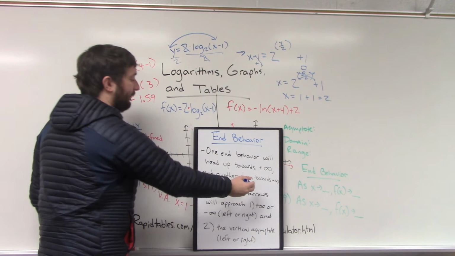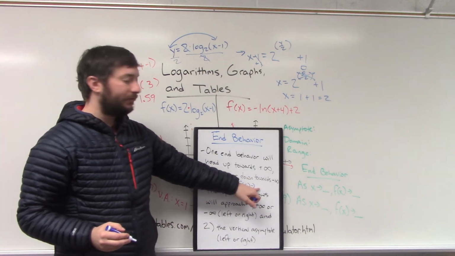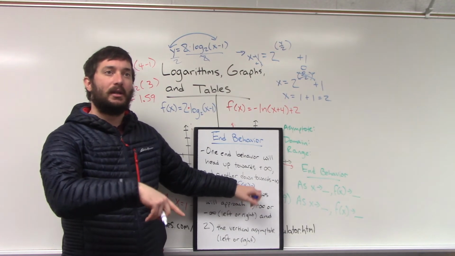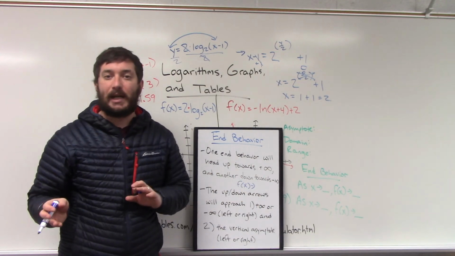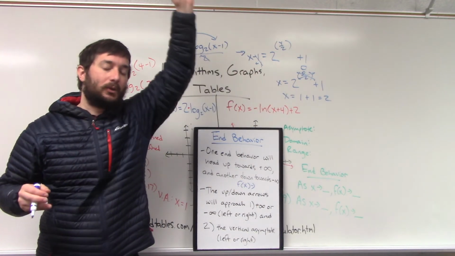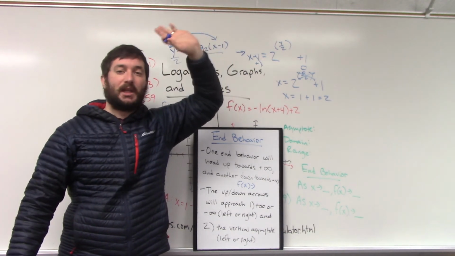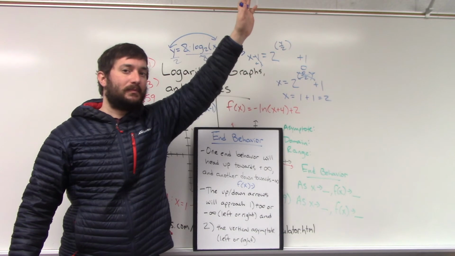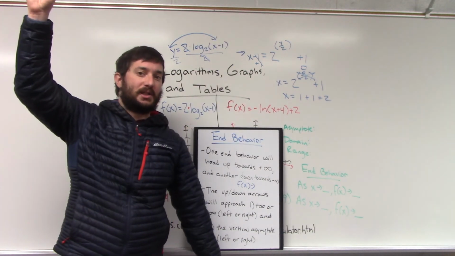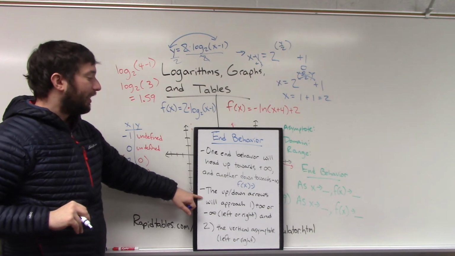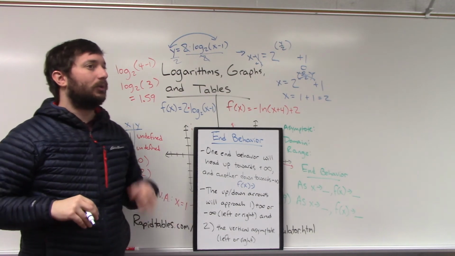Okay. f of x will approach both positive infinity and negative infinity, but they won't approach it at the same time, right? One arrow will point up, the other arrow will point down. The question is, which one? Is it going to be the right arrow that points up, or is it going to be the left arrow that points up and the other one pointing down? That's the question. Okay, it all depends on your graph.